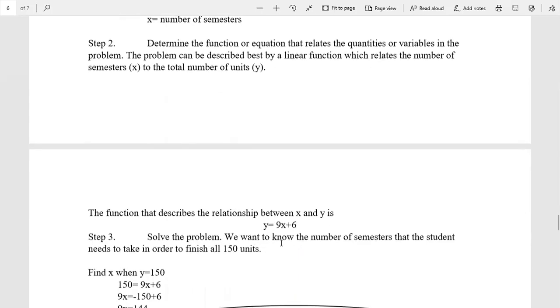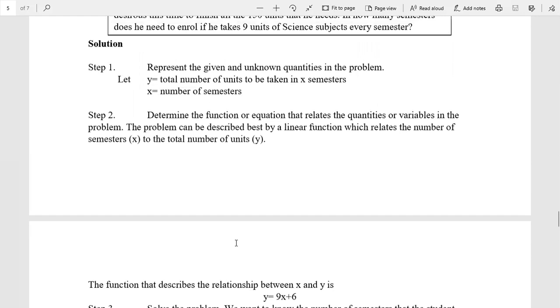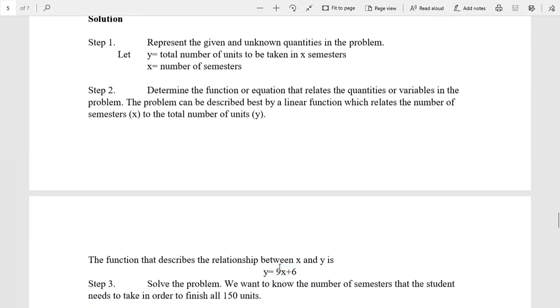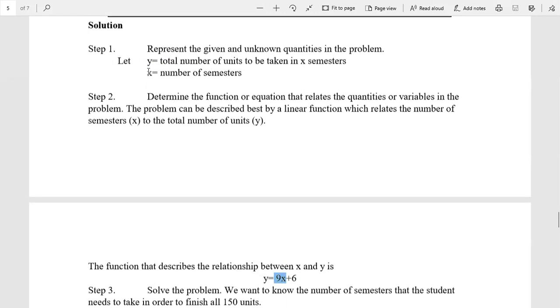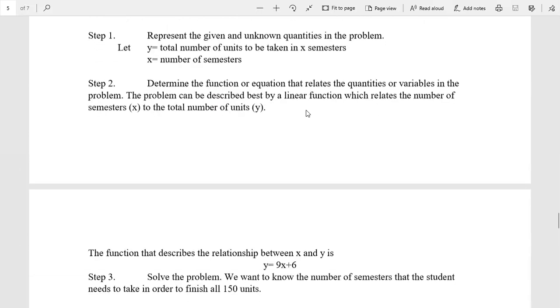Okay, so 9x plus 6 is our function. Now solve the problem. We want to know the number of semesters that the student needs to take in order to finish all the 150 units. Going back up, y is the total number of units to be taken in x semesters. The 9 is the 9 units per semester, x is the number of semesters, and plus the 6 units he earned after enrolling for a semester. So our function is y equals 9x plus 6.